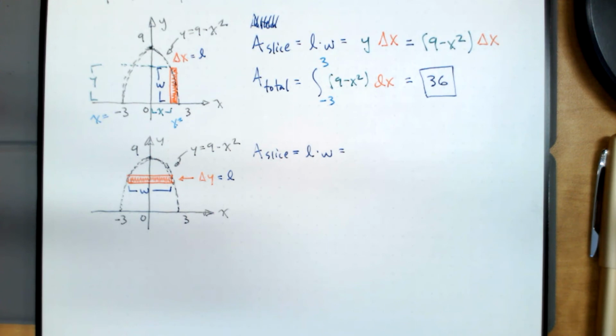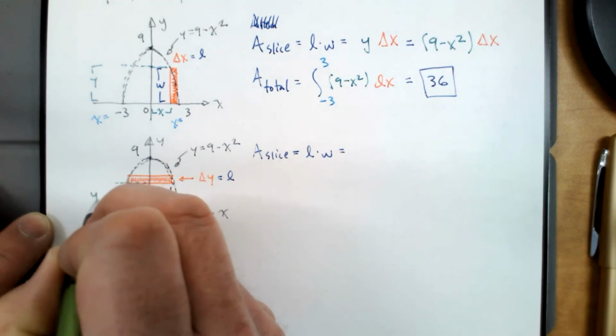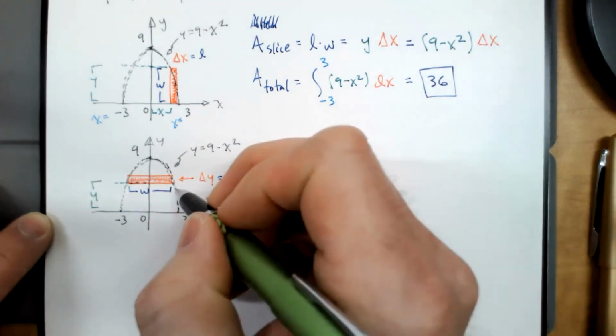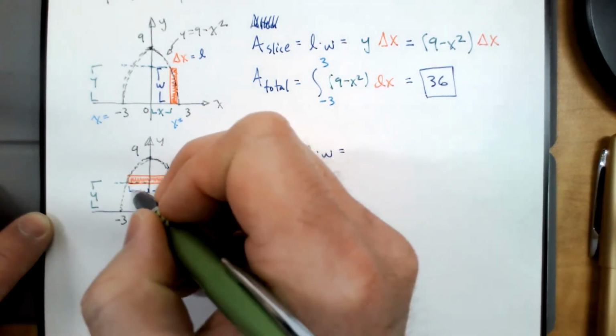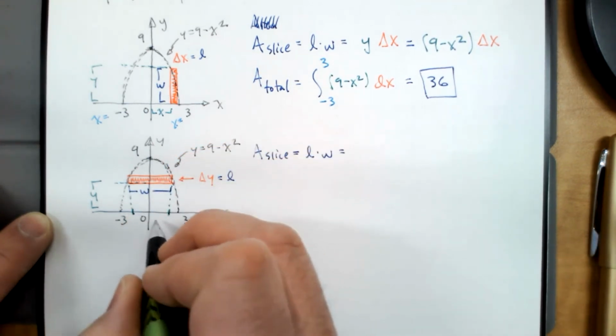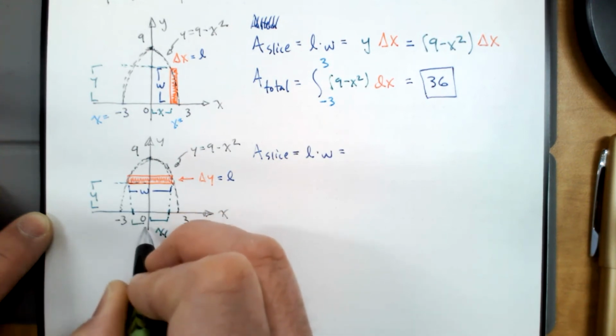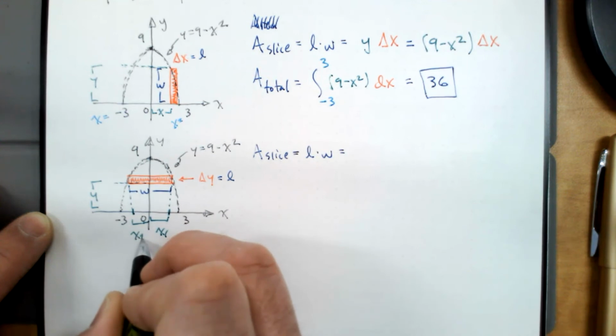Now, this is where things are different. Before, our width just corresponded to the y or the x, but now the width corresponds not to the y. So here's the y. And not just to the x, but to both the x's. So there are two x's here. Let's call it x1 and x2.